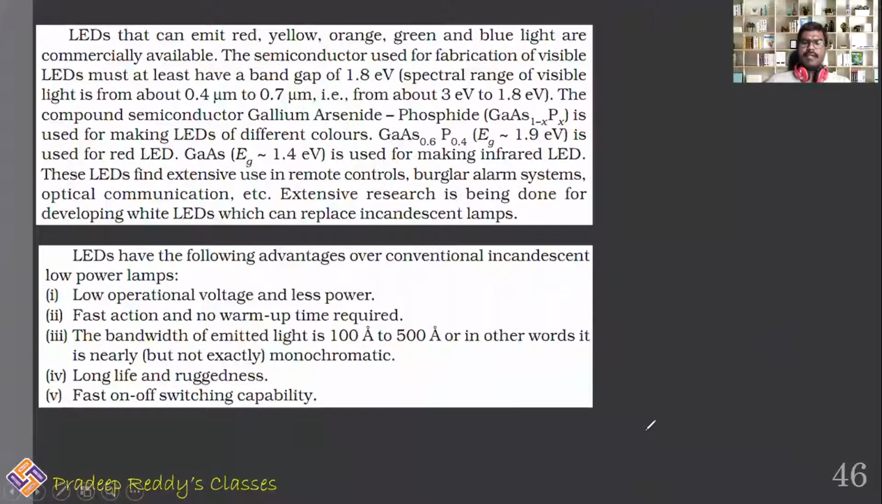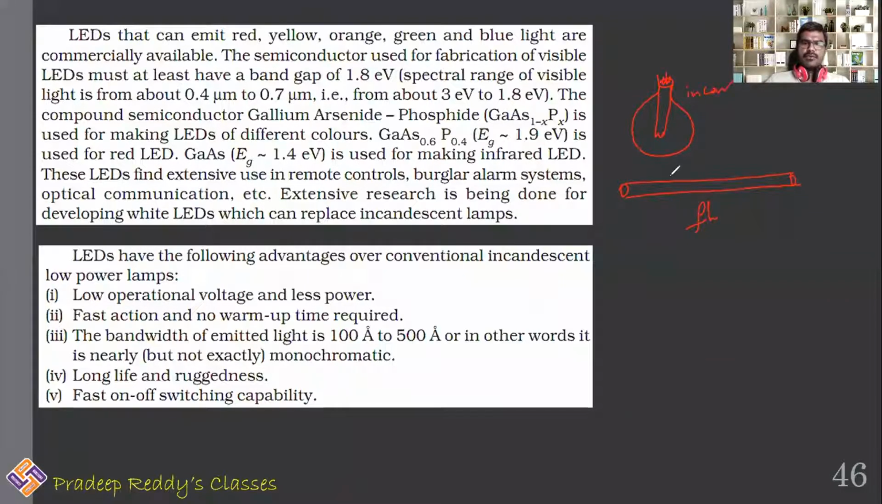Practically, light emitting diodes, that is LEDs, are more advantageous than incandescent as well as fluorescent bulbs. Incandescent bulbs are those bulbs which we generally use. They have a filament, and this is an incandescent bulb. And fluorescent bulbs are tube lights. This is fluorescent, and this is incandescent.